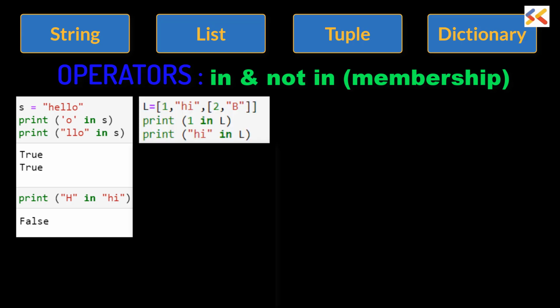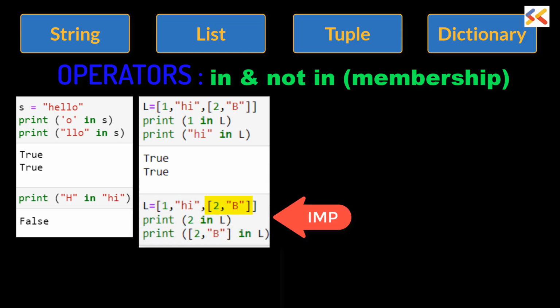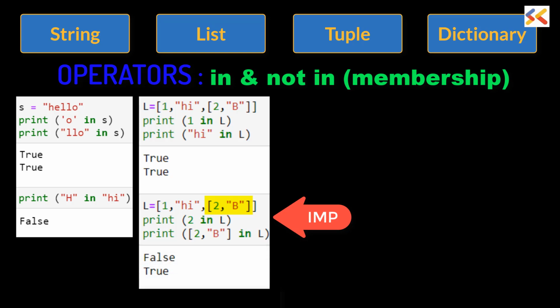In case of a list, if we try to search for an element, it tries to find exact match. If it finds it, it returns true, else it will return false. Do note, it cannot enter nested list and then try to find a match. You can, however, ask it to search for a complete list or tuple inside another list or tuple.